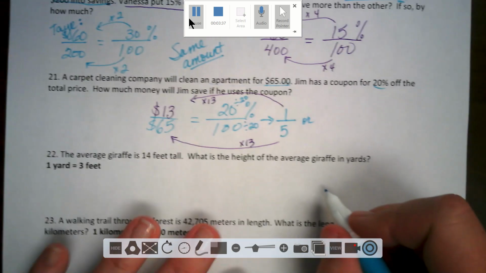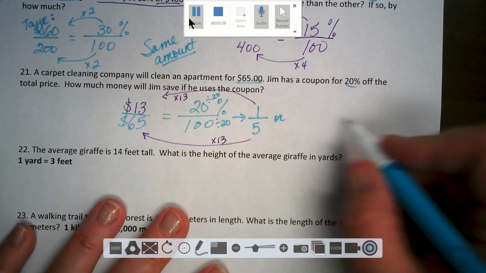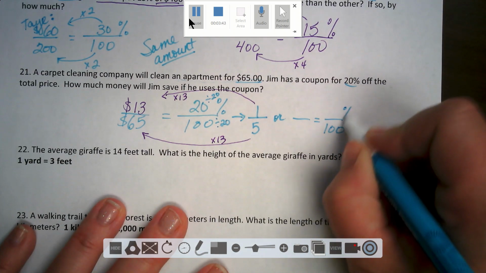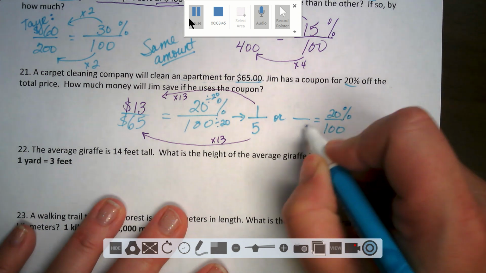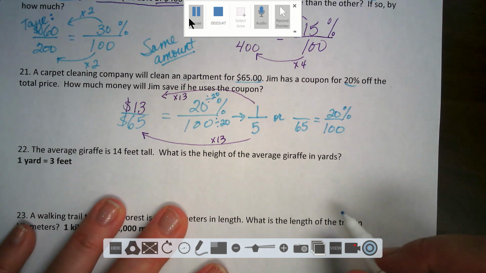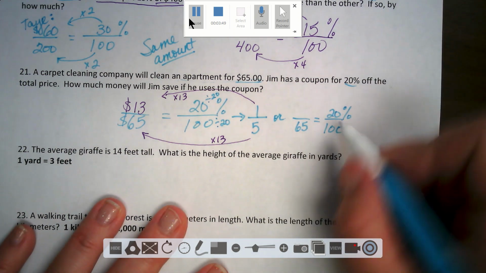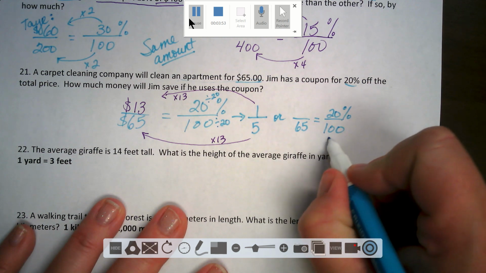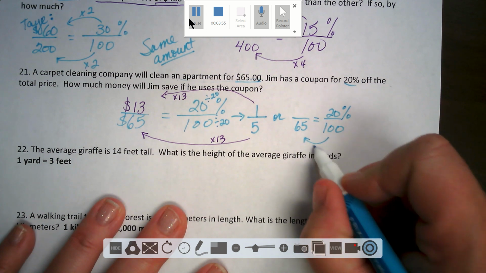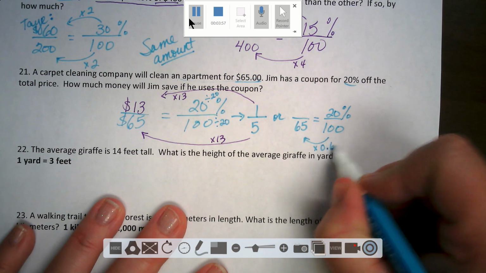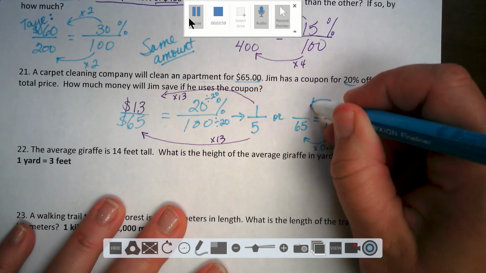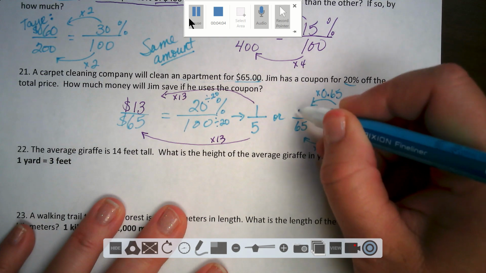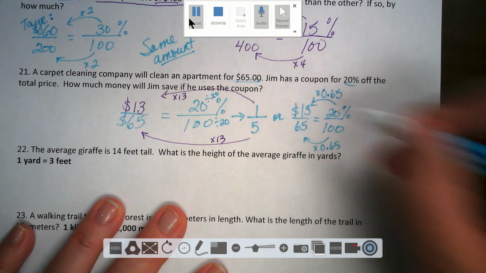So he's going to save $13. Or we could do it, slide it over just a little bit, set it up the same way as we did before. But this time, we're doing our calculator trick. 65 divided by 100 on your calculator is going to give you times 0.65. So I'm doing the same thing up top, times 0.65, which still gives you $13.